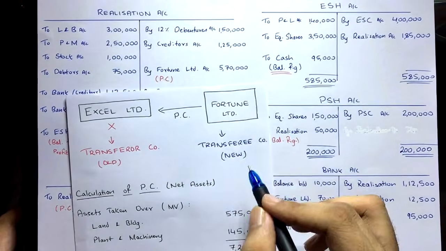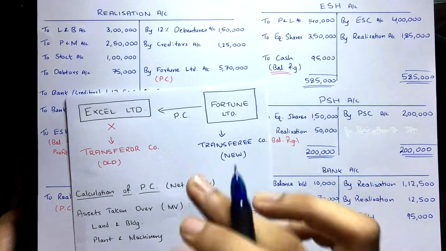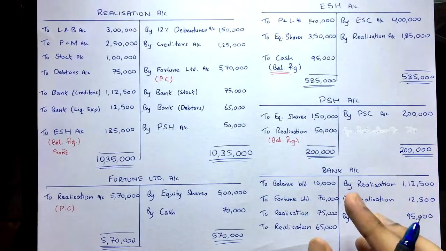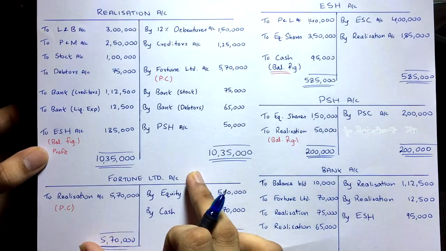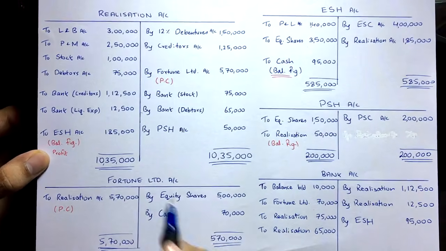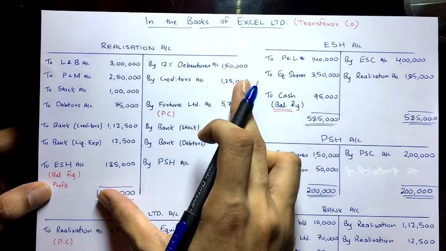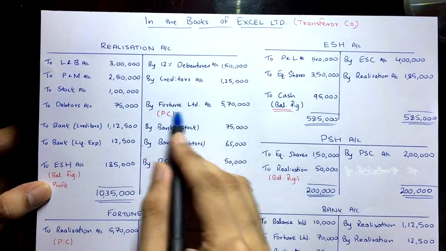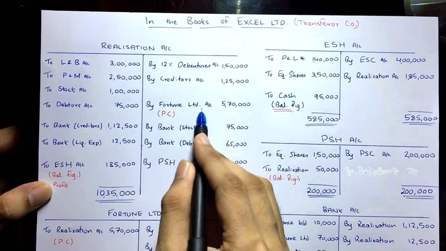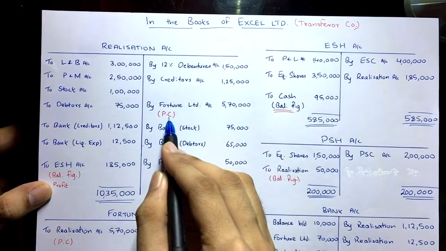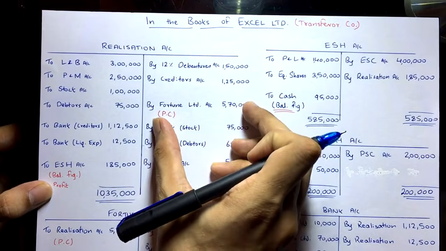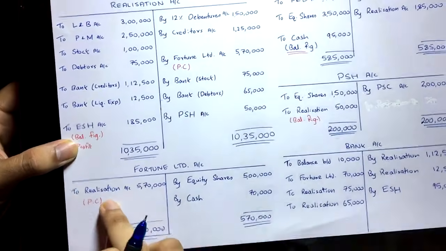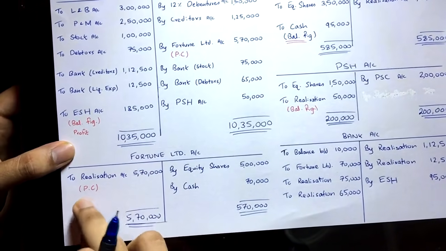In this account, what you have to do is you have to show the purchase consideration and the expansion of purchase consideration. See here, it's very simple. What you have to take in Fortune Limited account is, first take the cross posting from the realization account. इधर तुमने Fortune Limited का नाम लिया था, right? You have taken the name of Fortune Limited over here. By Fortune Limited account, 5,70,000 purchase consideration. So do the cross posting of that, 5,70,000 here, 5,70,000. To realization account. Simple, purchase consideration.